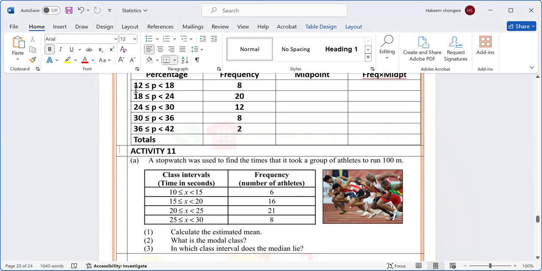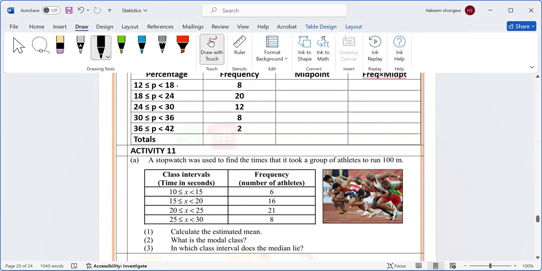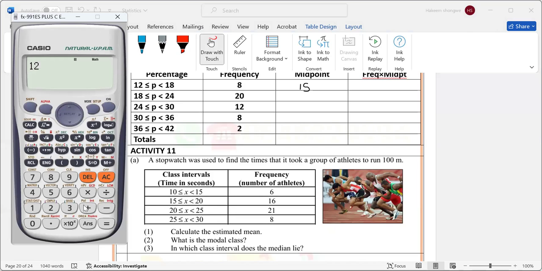We have people who got between 12% and 18%, and this is going to be 15. How did I get 15? I said 12 plus 18 divided by 2. Why divided by 2? You have two values, and you're getting the average of that class. There's 12, and then there's 18, and you get 15.